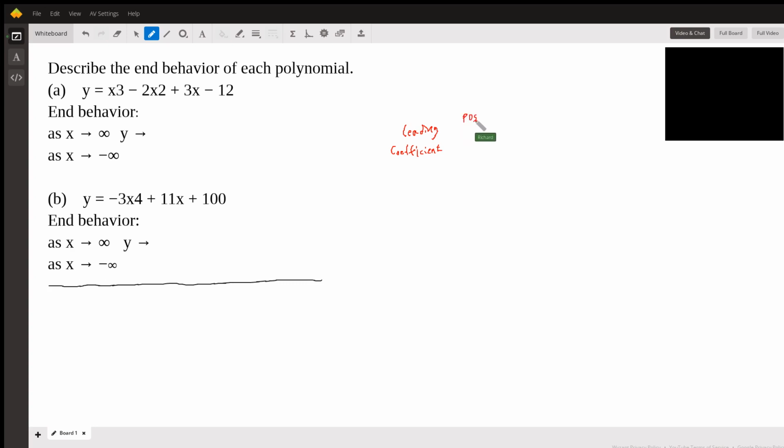So the leading coefficient is either positive or negative. And then the degree of the polynomial is either even or odd. And if you just remember this chart, you're going to be happy.